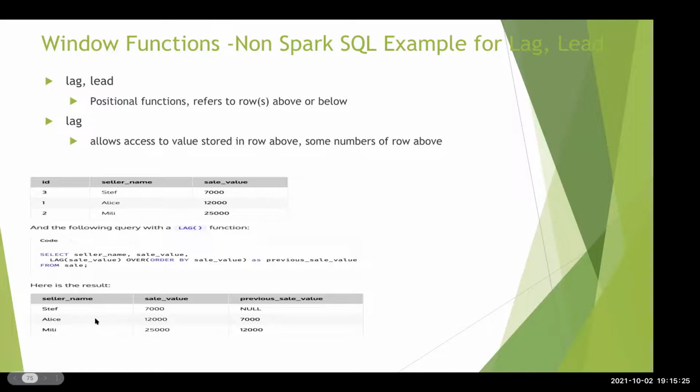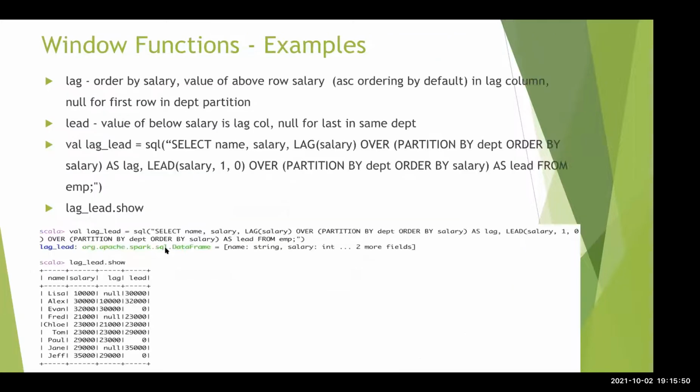What is the previous row for the second row? It's the first row. And what is the sale value of the first row, which is the previous row for the second row? It's 7,000. So 7,000 will come here. What is the previous row for the third row? It is the second row. The sale value of the second row is 12,000, so that will come as the previous sale value here. So that's what this function, lag, does. This is a normal SQL function. There's no Spark here. Now I have tried to do this in Spark and see how it gets done.